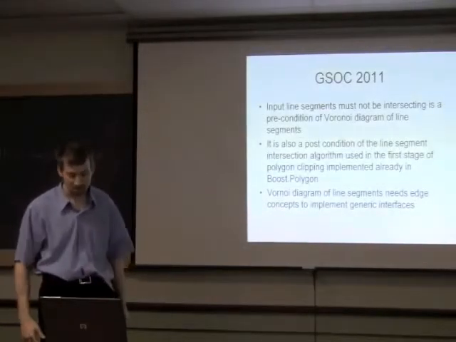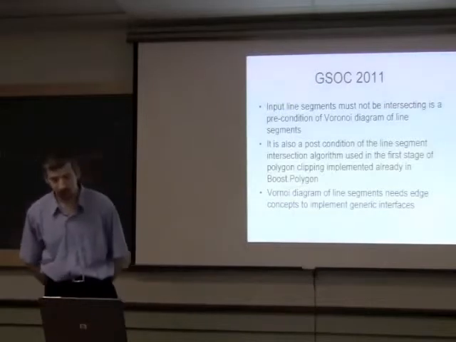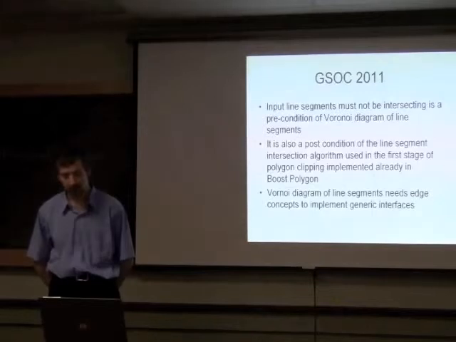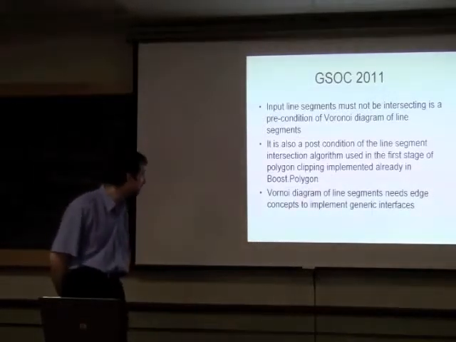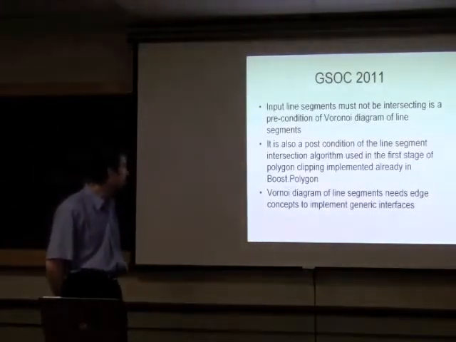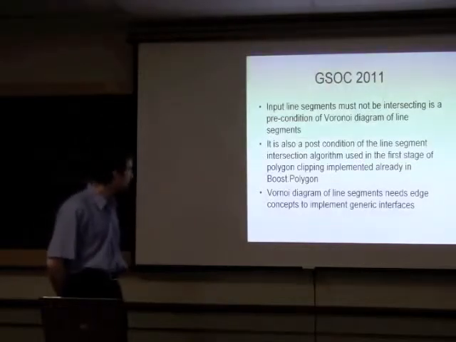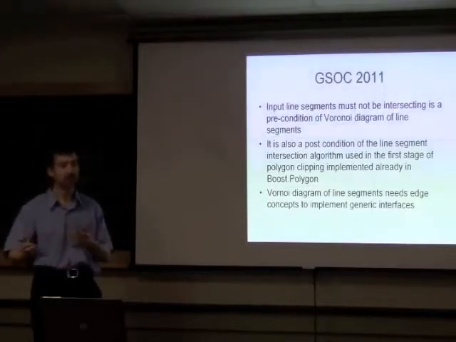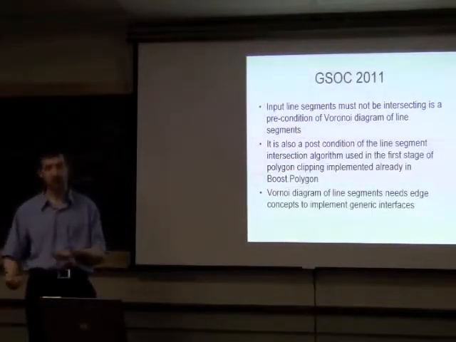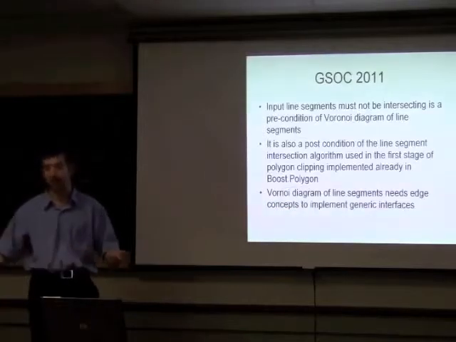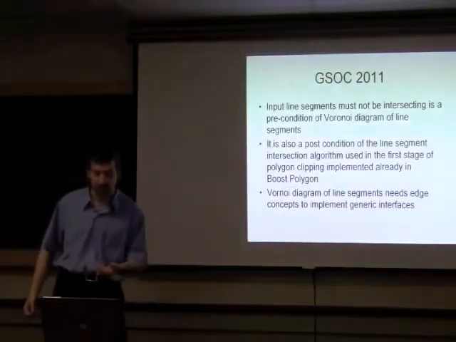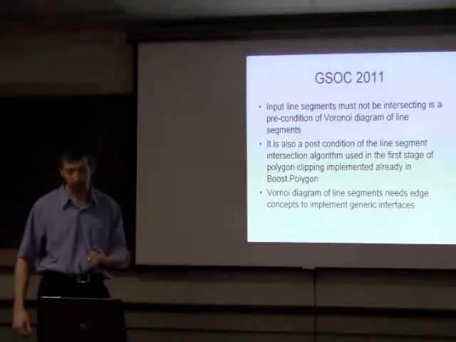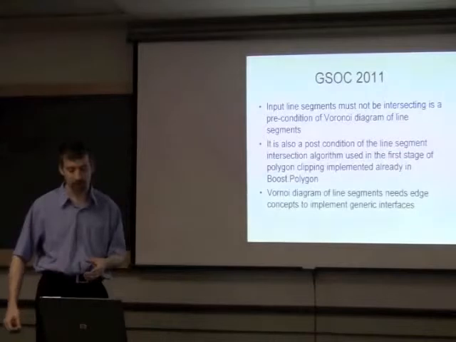It took so long. So for the Google Summer of Code 2011 project, my idea is to do line segment based concepts. The input line segments to the Voronoi diagram of line segments need to be non-intersecting. So that's a precondition of the algorithm. And it's a postcondition of the line segment intersection algorithm I implemented for Boost Polygon to do the Boolean operations on polygons, so that it'll fit together nicely.